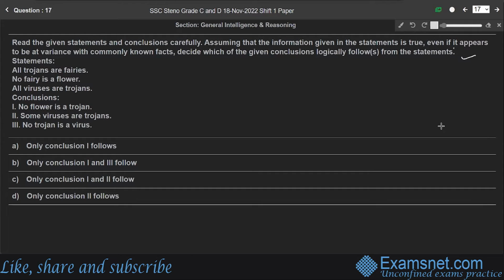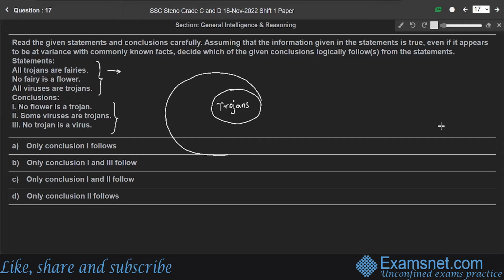Question number 17. Read the given statements and conclusions carefully, assuming that the information given in the statements is true, even if it appears to be at variance with commonly known facts. Decide which of the given conclusions logically follow from the statements. Here are three statements followed by three conclusions. We'll represent the given statements in the form of a Venn diagram. First one, all Trojans are fairies. So the set of Trojans is completely included in the set of fairies.